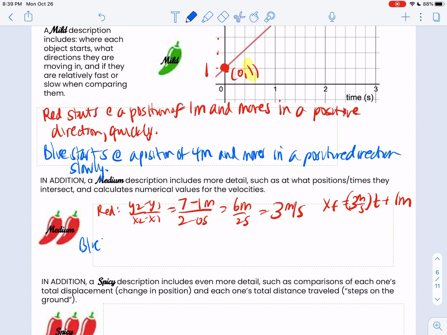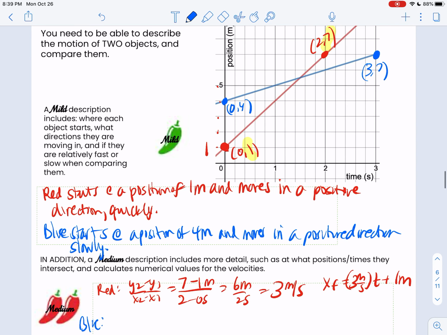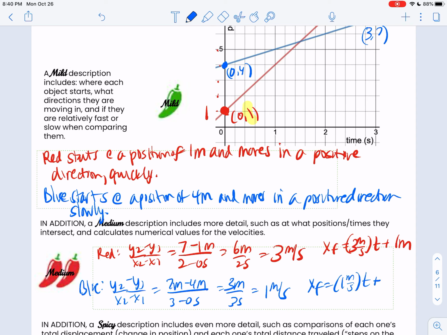All right, so blue, let's see what we've got for blue. We have 0, 4, and let's do 3, 7. Looks like a good point. So y2 minus y1 over x2 minus x1. I've got 7 minus 4 over 3 minus 0. So that's 3 meters in 3 seconds, or a velocity of 1 meter per second when I divide that. And if I wanted to write blue's math model, it would look like this. I'm going to fill in the velocity and the initial position.